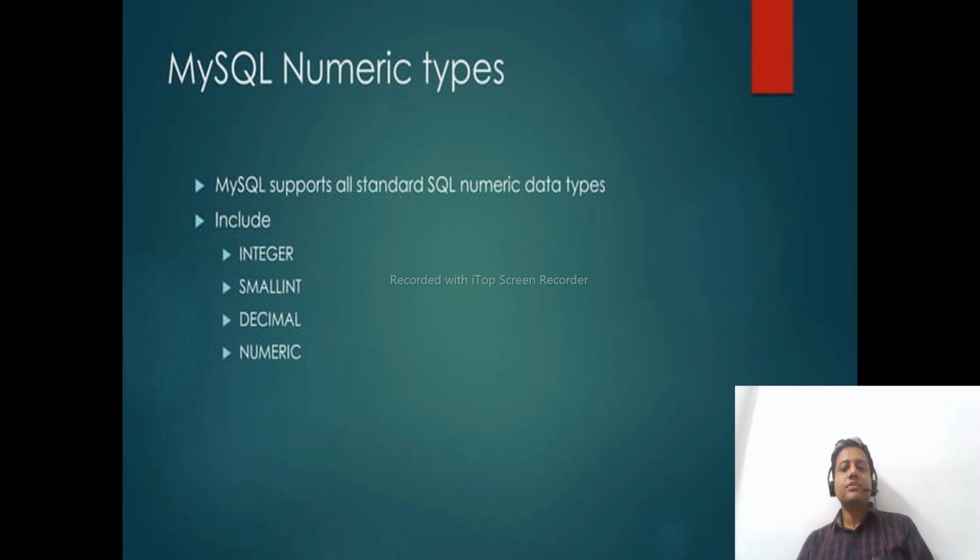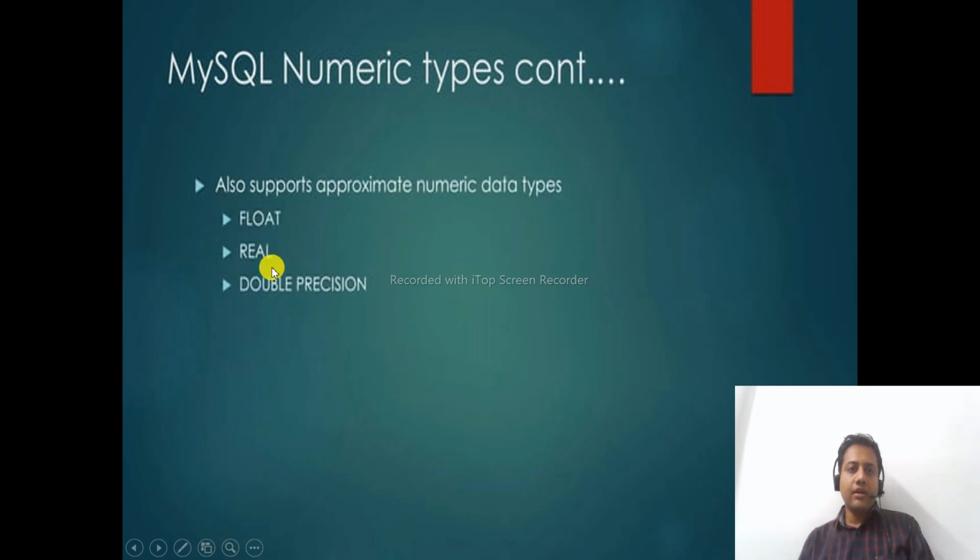Starting with, the numeric type of data includes integer, smallint, decimal, and numeric. By integer, the data type would be int.